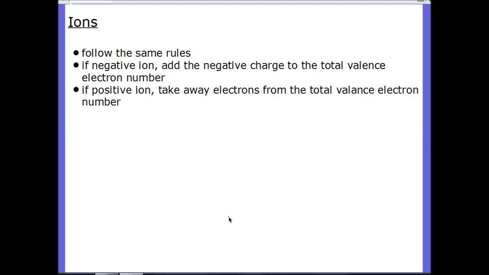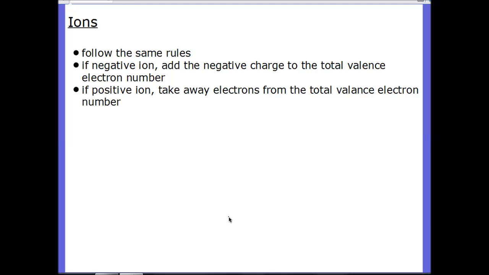Alright, let's take a look at how to draw Lewis structures for ions. We're going to follow the same rules, except if it's a negative ion, you're going to add the negative charge to the total number of valence electrons, but if it's a positive ion, you're going to take away the charge from the total number of valence electrons.